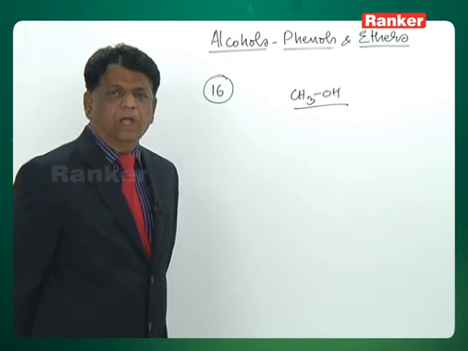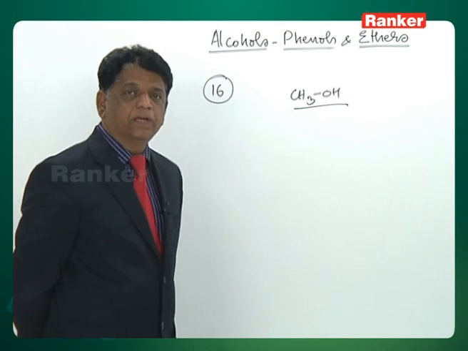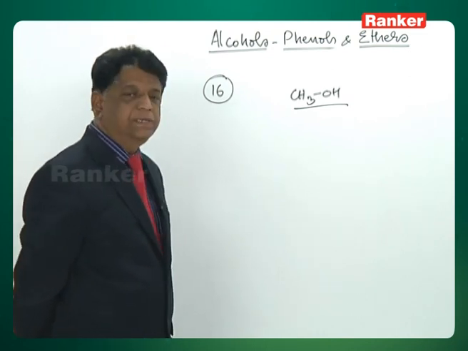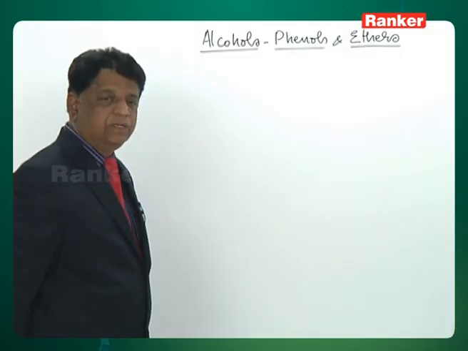Ethanol, propanol and allyl alcohol are not called wood alcohols. They are called fruit alcohols or grape alcohols and so on. But methanol is specially said as wood alcohol. So the answer goes to A. So let's go for another question.